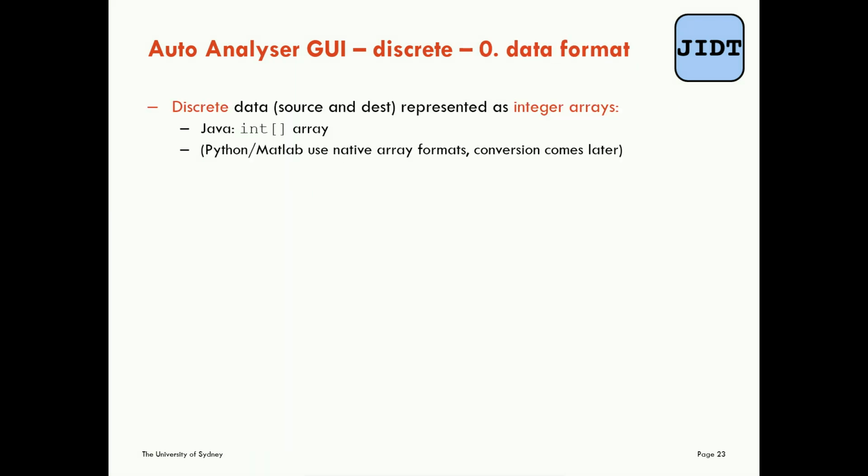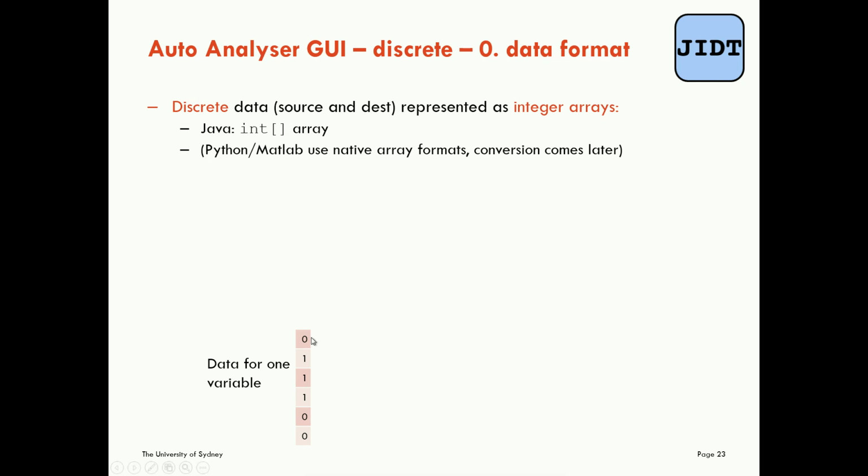After that, let's have a look at the data format. Always with the JIDT toolkit, we are using arrays, whether they're one-dimensional for univariates or multi-dimensional for multivariate data. We're using arrays to represent our samples. Here for discrete data, we're using integer arrays. In Java, we use those directly. For Python and MATLAB, we're going to use native array formats there and convert from Java. I'll show you how to do that later in this video.